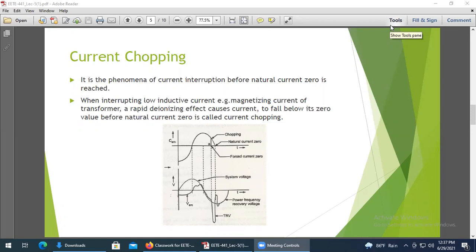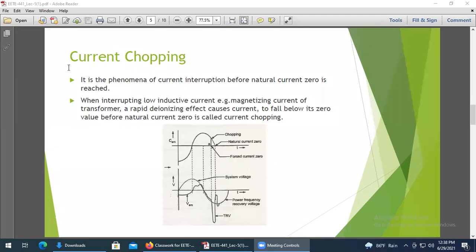Okay, let us begin. In the last class, we discussed some other effects on the power system, about power factor, and the natural frequency of TRV.